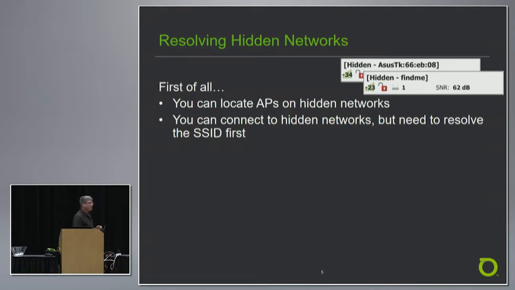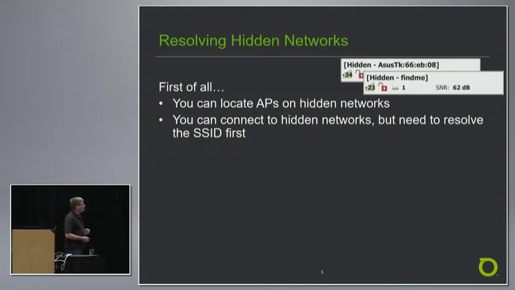So first of all, resolving hidden networks. You can locate access points if they're part of a hidden network and they don't need to be resolved. Locating an access point is really all about homing in on the beacons for a specific SSID, so you don't need to resolve those. But if you do want to connect to a hidden network, you need to resolve the SSID first.